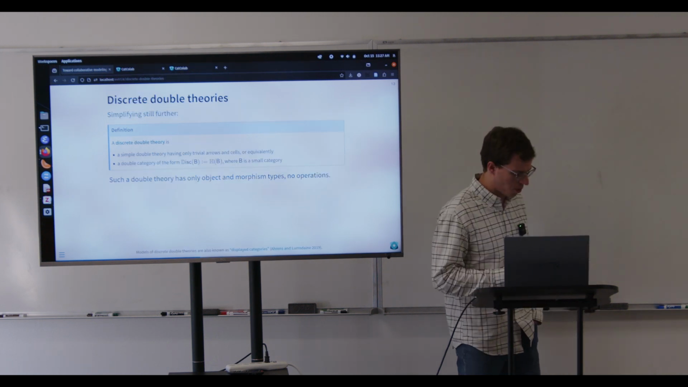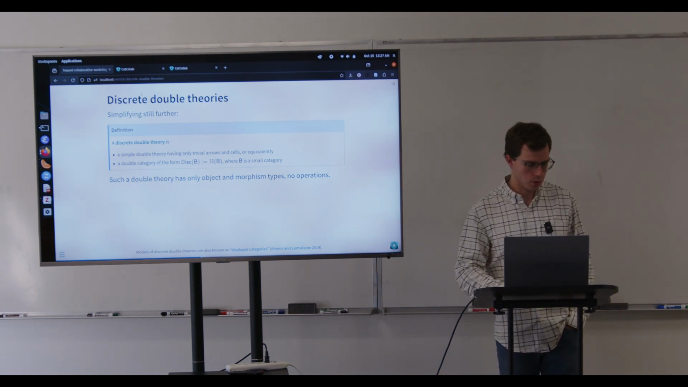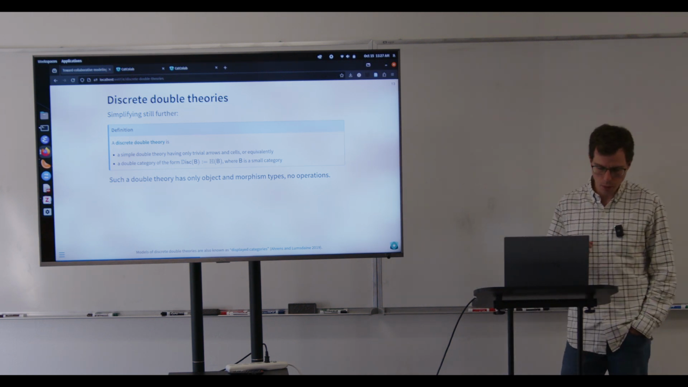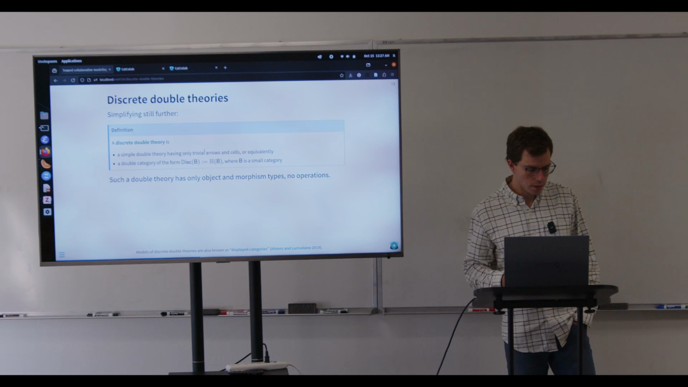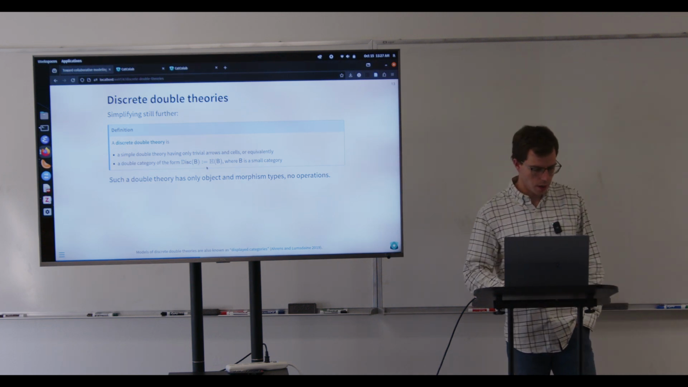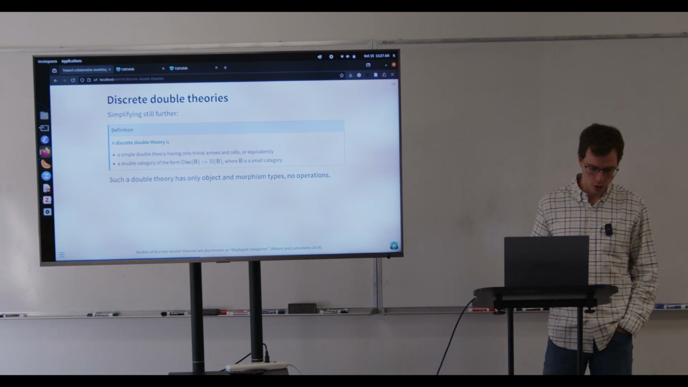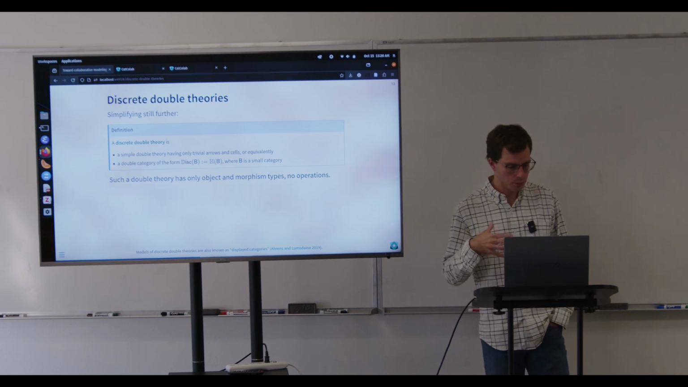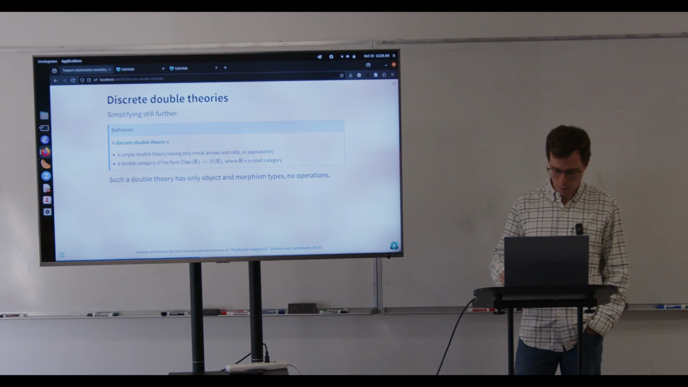So, okay, but actually we're going to simplify yet further because this is what's currently implemented in the tool, right? So the tool currently works with discrete double theories. A discrete double theory, one way to say it, is a simple double theory that has only trivial arrows and cells. That is, the arrows and cells are identities, or we could say that it's the discrete or the horizontal double category on some category. So going back to the interpretation that we had, such a double theory basically has only types. It has no operations, right? It has object types and morphism types, and those can obey certain rules of composition, but there are no actual operations on those things.